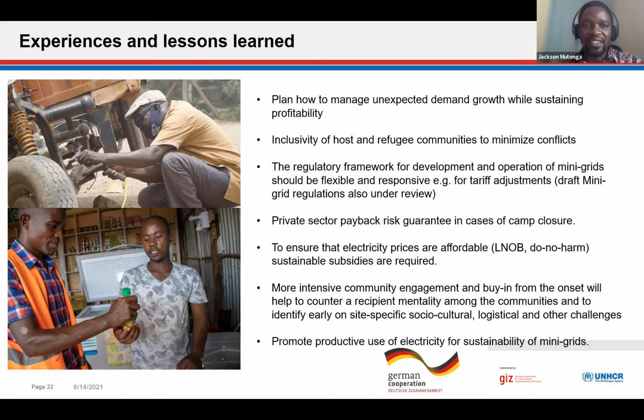So increasing the system size will mean increasing tariffs, and this will not be well received by the communities who are being served. Intensive community engagement, of course, that we cannot insist enough. It's very important for both the host and refugee communities, such that they have buy-in at the very beginning, such that they expect a service which they will pay for, and not as a free service or like a cash transfer service. Promotion of productive use of electricity is very important to sustain such mini grids.